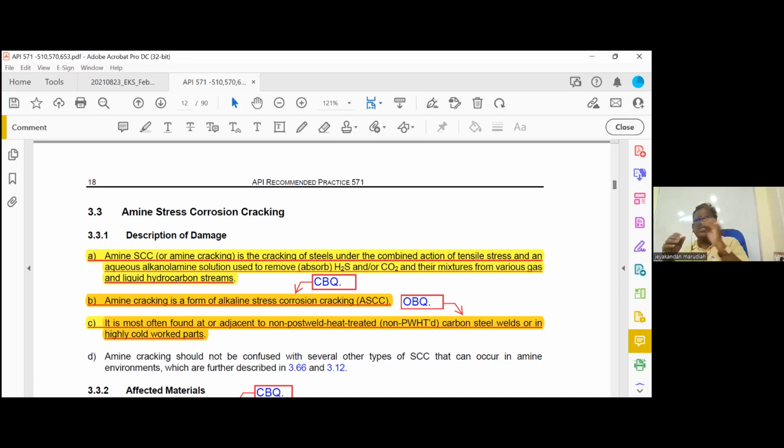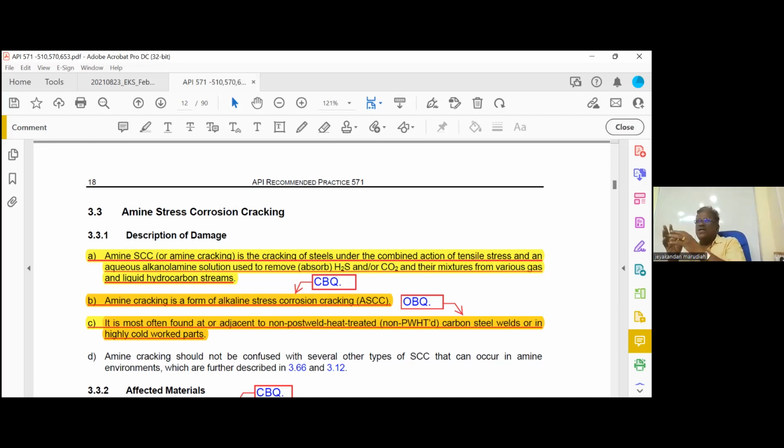Let us start with the first one. First, what is amine? Amine is an ammonia byproduct. So ammonia, what is it? NH3. One hydrogen is removed and nitrogen is added, then it becomes the amine. Where is amine used? Amine is used in the LNG plant to absorb H2S and CO2 from the gas. We have to remove the hydrogen sulfide, so they are using the amine.